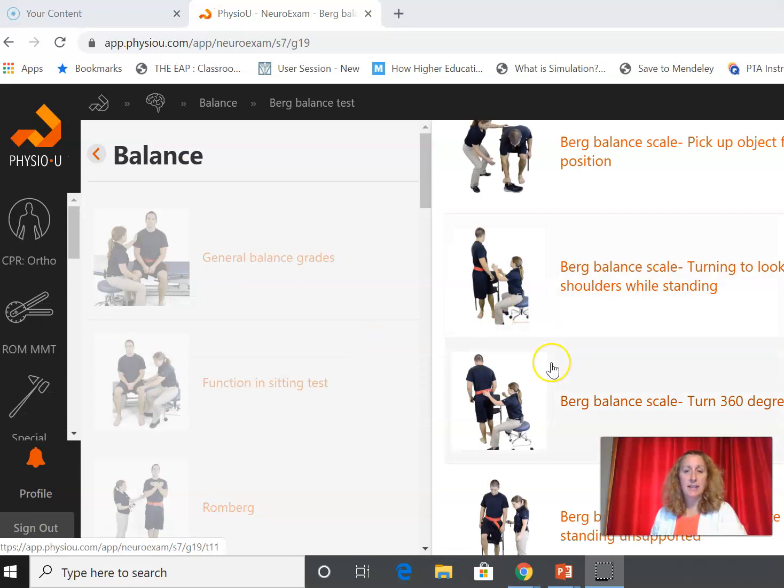So when we're looking at the Berg balance, it's rated on a scale of 0 to 4. 0 is the most significant impairment, and 4 is the highest functional level. So the higher the score, the less fall risk the patient has. And the lower the score, the greater the fall risk.